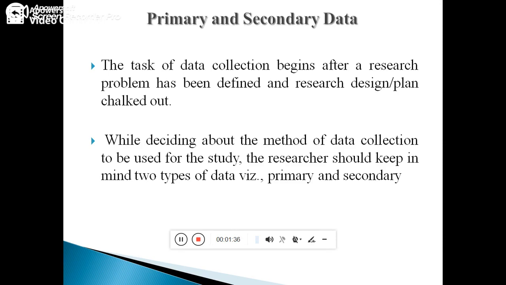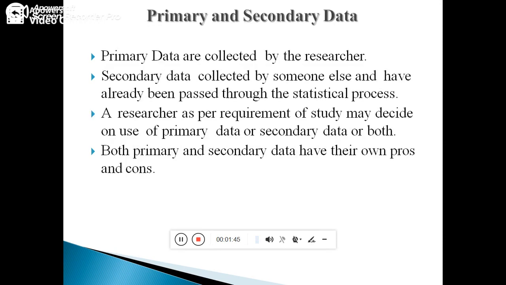While deciding about the method of data collection to be used for the study, the researcher should keep in mind two types of data, that is the primary data and the secondary data. The primary data is collected by the researcher himself, meaning that it is fresh data that is not available before. The secondary data is collected by someone else and has already been passed through the statistical process, meaning that the secondary data is available in the form of journals, research papers, research magazines.